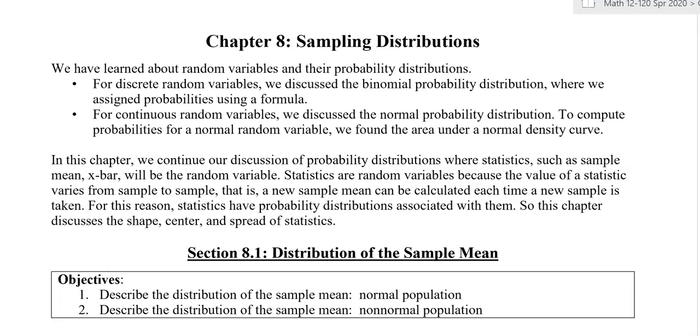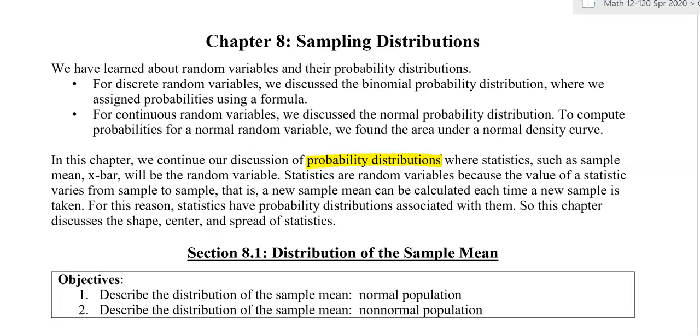Now, chapter 8 is similar to chapter 7 in the sense that we are still looking at a probability distribution. So we're still going to be finding probabilities. And in a way that is similar to chapter 7, we are still going to be looking at a normal curve. What changes now is the variable itself.